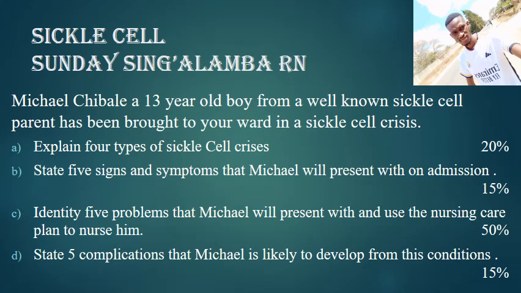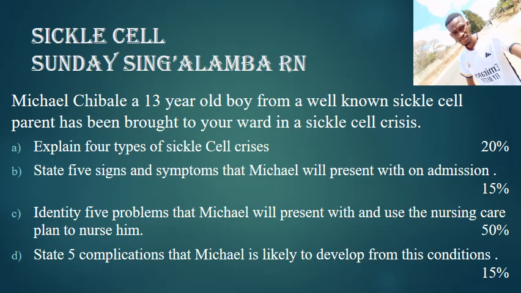Okay, then the second question was asking us to state 5 signs and symptoms that Michael will present with on admission. Yes, it was asking us on the clinical features. Okay, so what are the signs and symptoms? The first one is jaundice. Of course, jaundice comes in due to increased levels of bilirubin as a result of increased hemolysis. The second one is fever. So fever comes in due to the inflammatory reactions that have been caused by tissue infection.